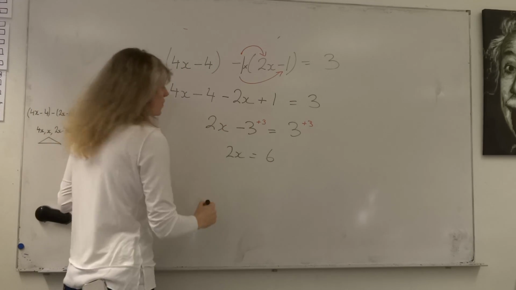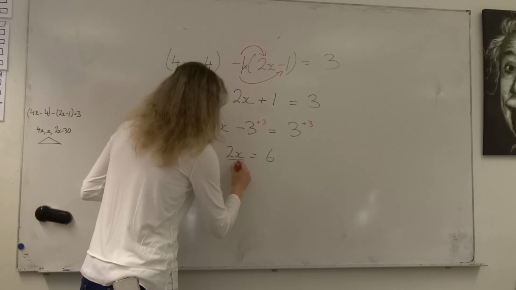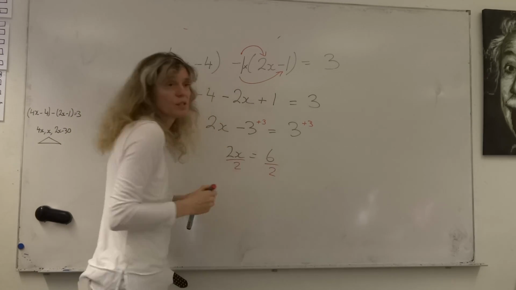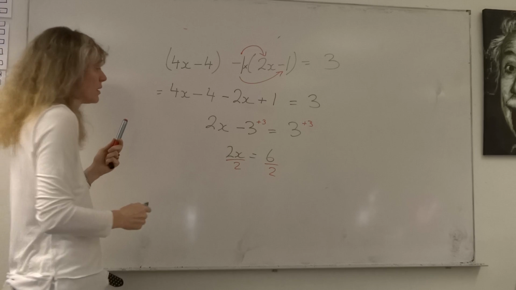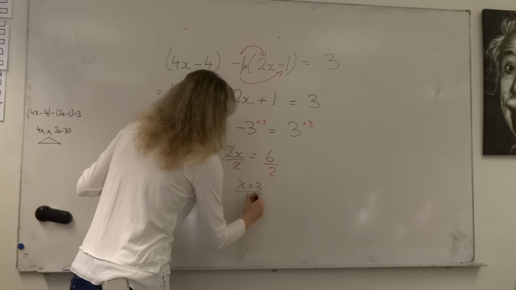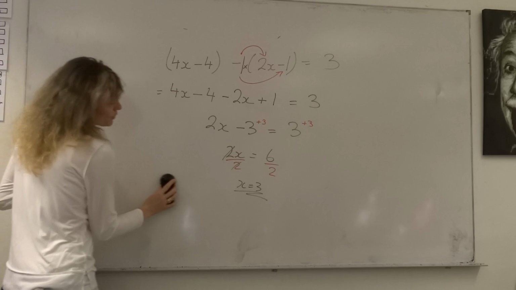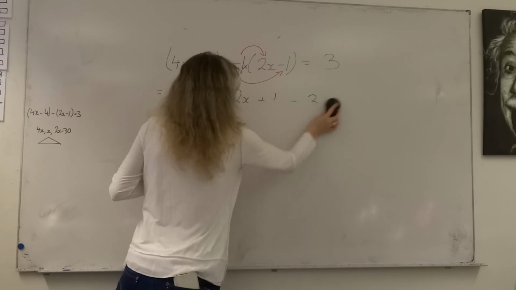If 2 lots of x equals 6, divide both sides by 2. We get what 1 lot of x is, because we don't want to know what 2 lots of x are. We want what 1 lot of x is. 6 divided by 2 is 3, so we get that x equals 3. So solving that equation, we get the answer, x equals 3. That was question 5. 2 points for question 5.